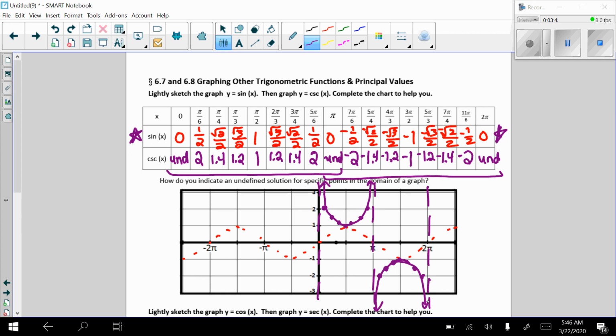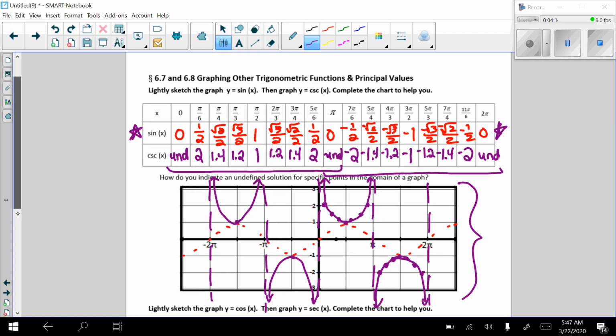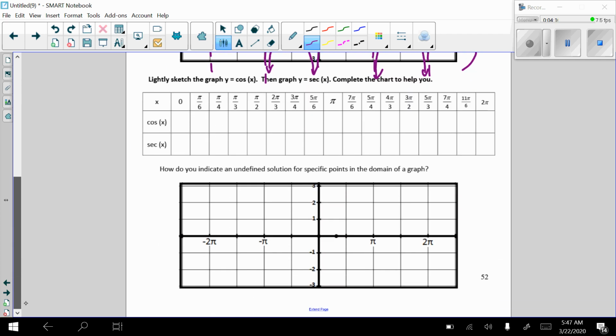Okay, and this would repeat itself. So over here we would have the same, looks like an upside down parabola, doesn't it? Okay, and then over here this would repeat, because this is also cyclical, just like the sine curve. So that's what our y equals cosecant of x graph will look like. And that's basically what I need you to know, is to be able to identify that this is the graph of y equals cosecant.